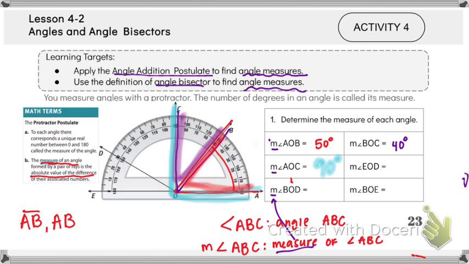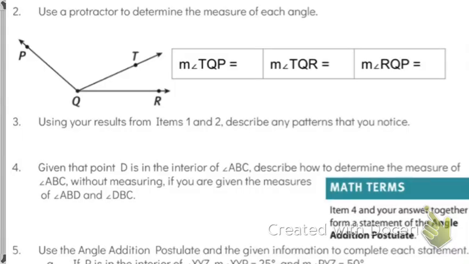And then you have that blue angle. We have 50, 40, and 90. This right here is actually going to be your angle addition postulate, very similar to what we did with our segments. So we are going to color code these really quick.